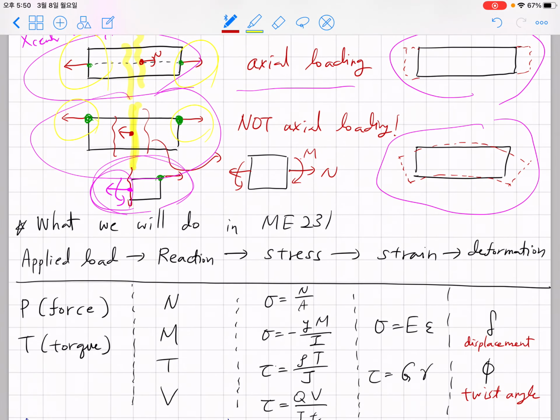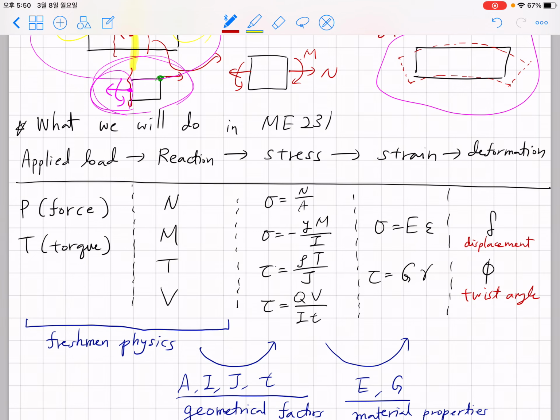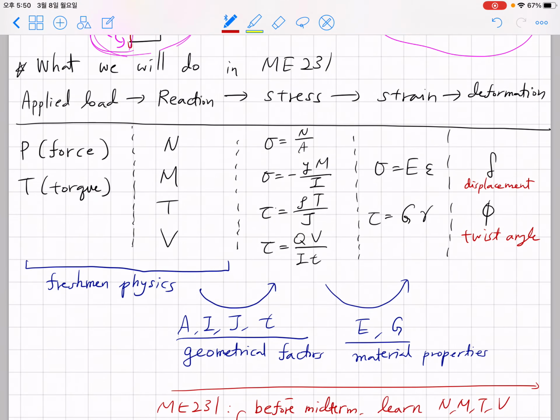Okay, so what you're gonna do in ME 231 would follow this kind of storyline. In ME 231, we will consider some applied loading. Applied loading can be of two kinds, force or torque. Given this applied loading at a cross section, you're gonna have four kinds of reactions: normal force, shear force, moment, and torsion. You can consider all of them acting on the centroid point.